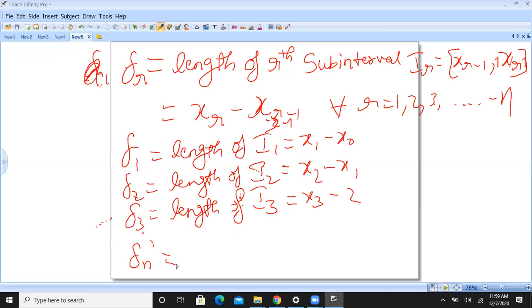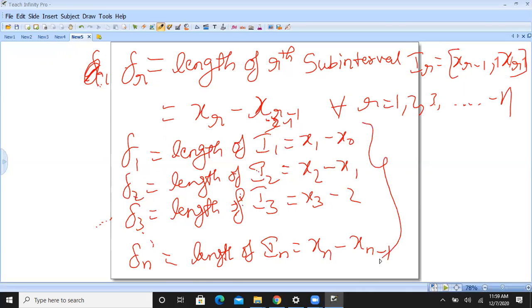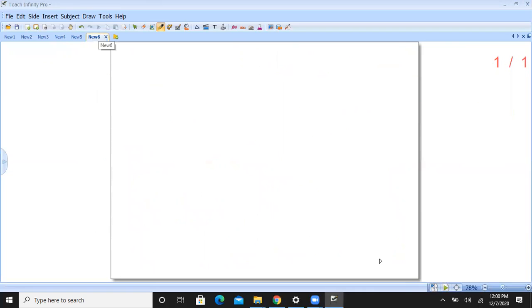Delta n is equal to the length of I_n, which is x_n minus x_{n-1}. These are all the lengths of the subintervals. Next, there is another definition, the norm of a partition.